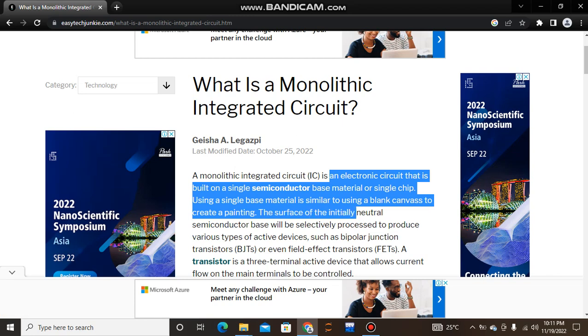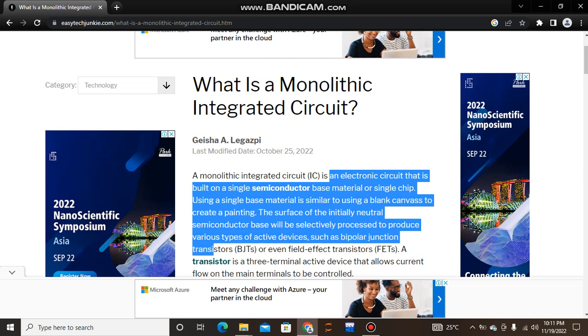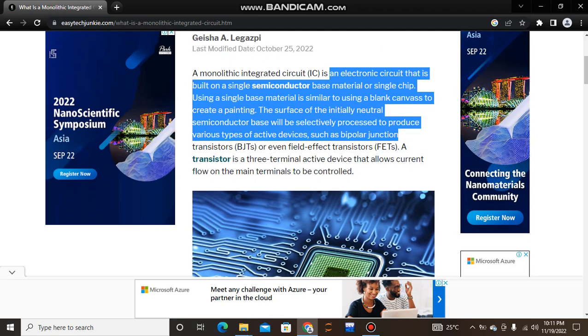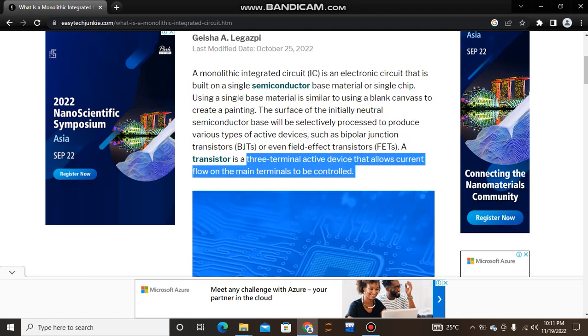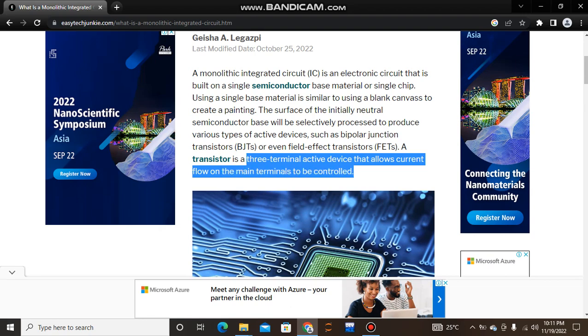The surface of it, the initially neutral semiconductor base, will be selectively processed to produce various types of active devices such as bipolar junction transistors, or even field effect transistors, FETs. A transistor is a three-terminal active device that allows current flow on the main terminals to be controlled.